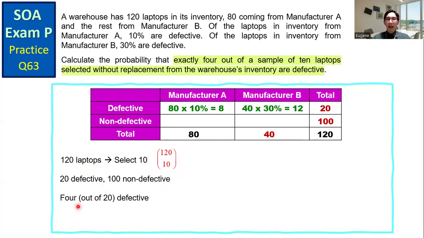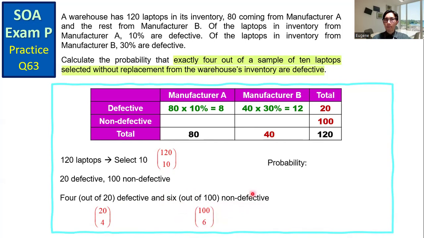And 4 are defective. 4 out of 20 defective laptops, the total number of ways in selecting these 4 is 20 C 4. And then 6 out of 100 non-defective laptops, the number of ways of selecting these 6 non-defective laptops out of 100 is 100 C 6.